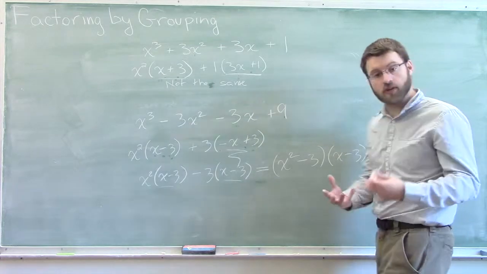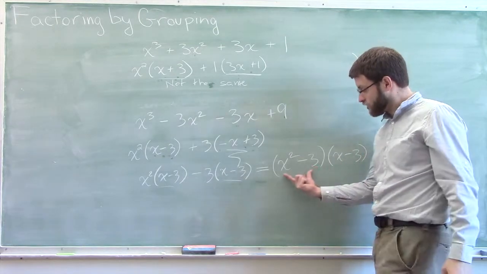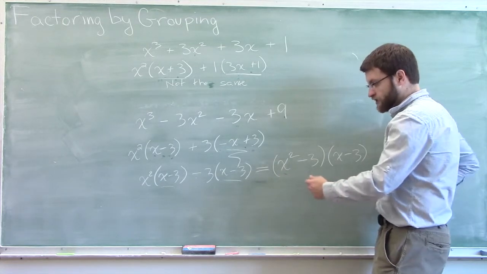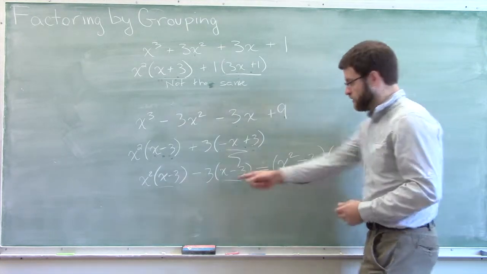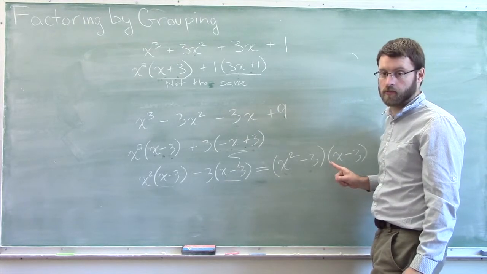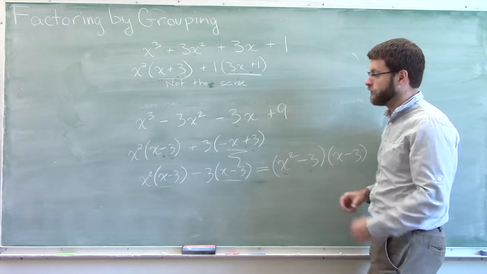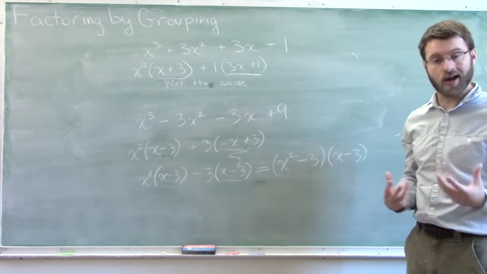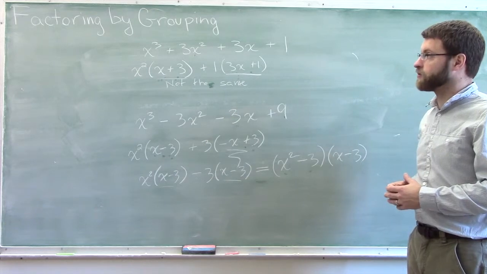If you want to, you can continue factoring even further. You could think about this as a difference of two squares and factor this into 3 separate linear factors. But this process that we just completed right here, this is factoring by grouping. Okay? All right. That completes this example, or this reminder of what factoring by grouping is all about.